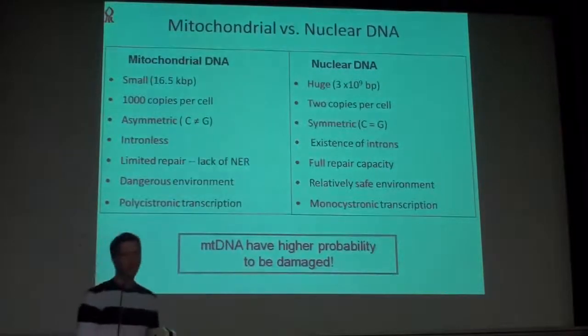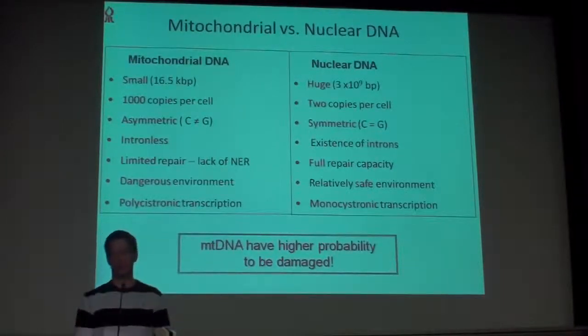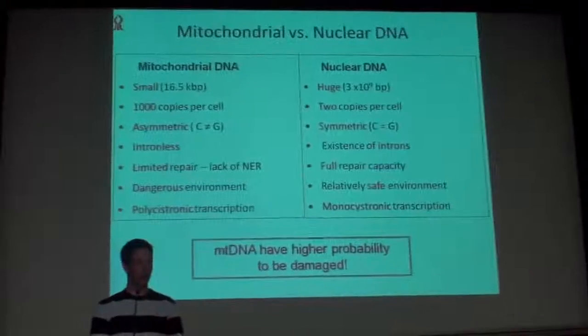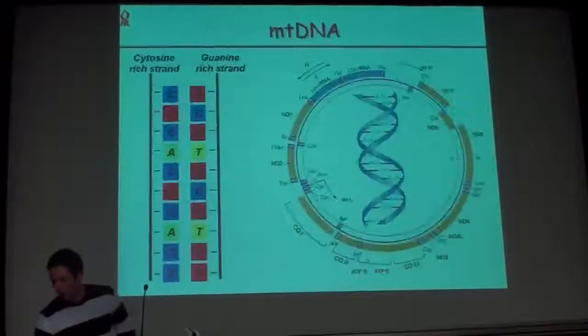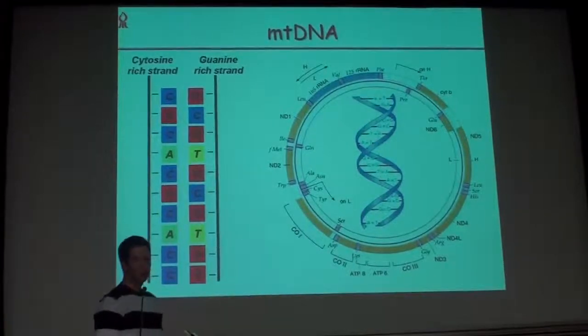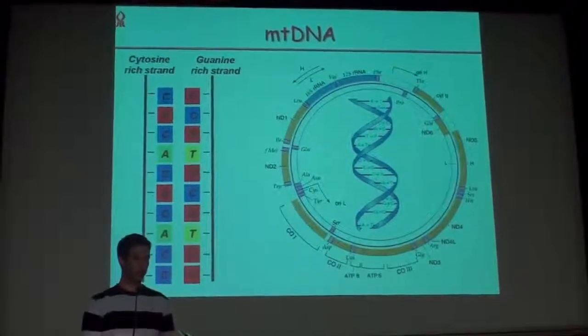So what is the difference of the mitochondrial versus the nuclear DNA? Everybody is talking about how much the mitochondrial DNA is more prone to damage, it's in close proximity to the oxidative phosphorylation chain. And one of the most striking structural differences between the nuclear and the mitochondrial DNA is the asymmetric distribution of bases among the two strands. As we know, in the nuclear DNA, the number of A, C, G, and T is equal between the two complement strands.